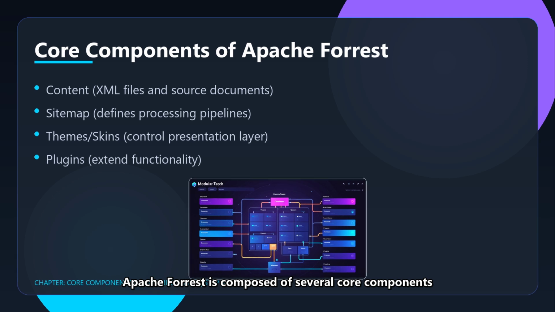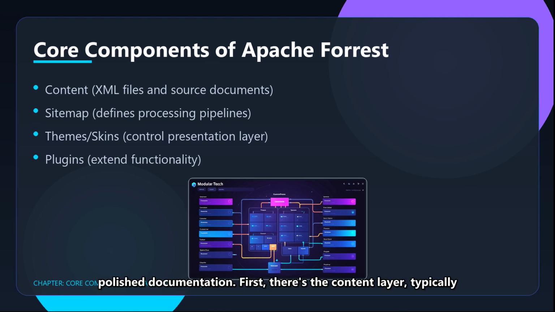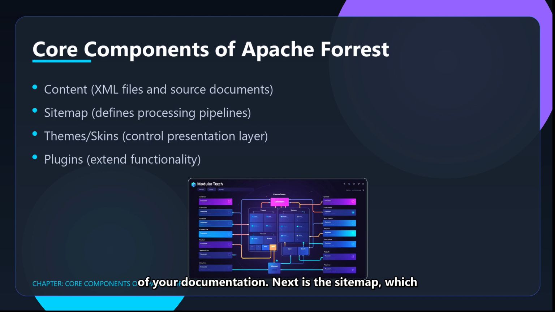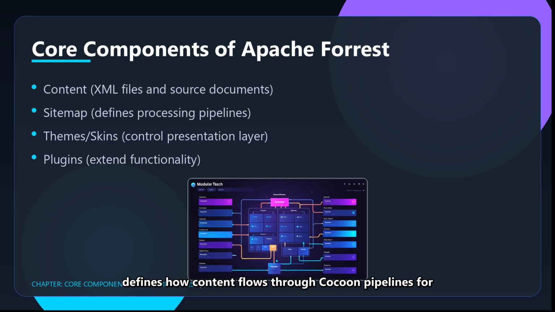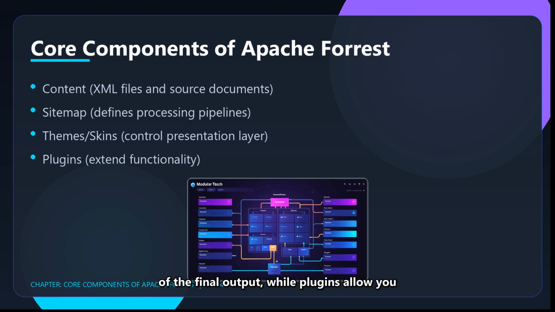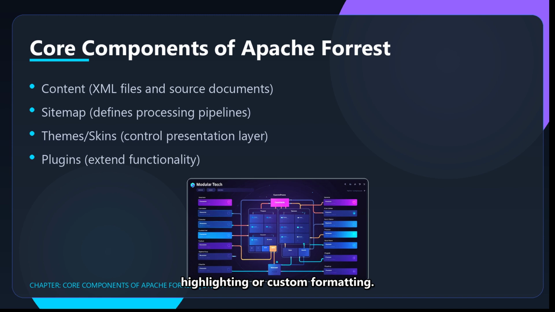Apache Forrest is composed of several core components that work together to transform raw content into polished documentation. First, there's the content layer, typically written in XML, which serves as the foundation of your documentation. Next is the sitemap, which defines how content flows through Cocoon pipelines for transformation. Themes or skins control the visual appearance of the final output, while plugins allow you to extend Forrest's functionality with features like syntax highlighting or custom formatting.